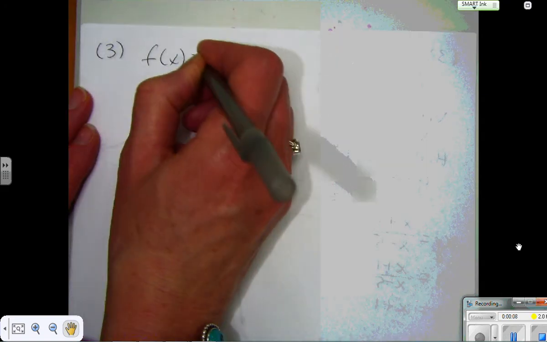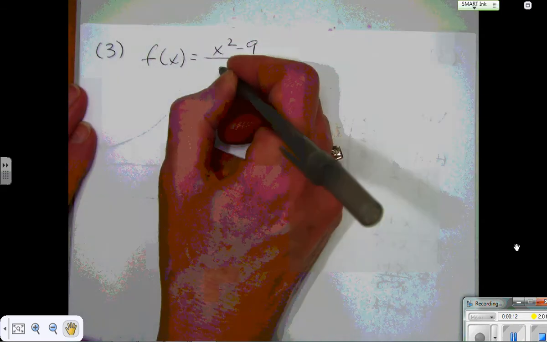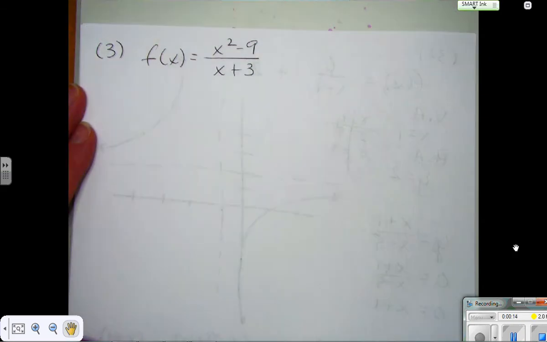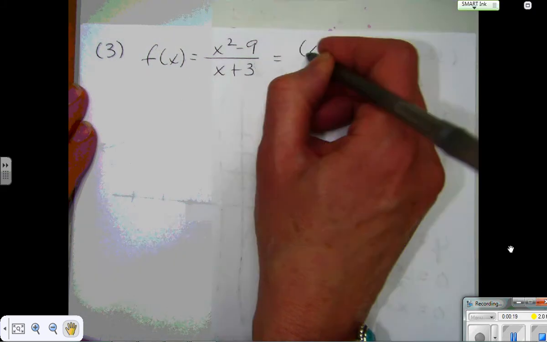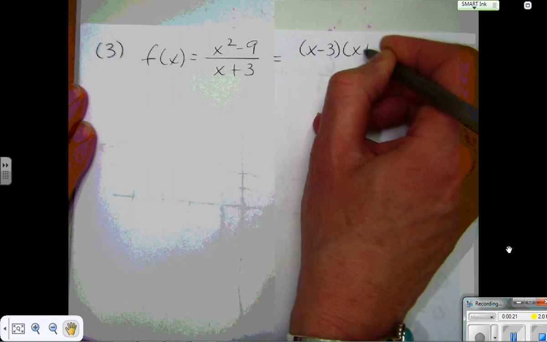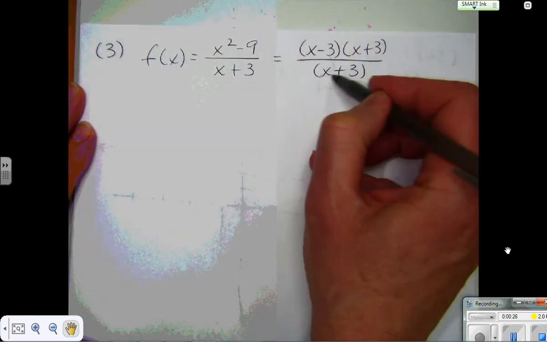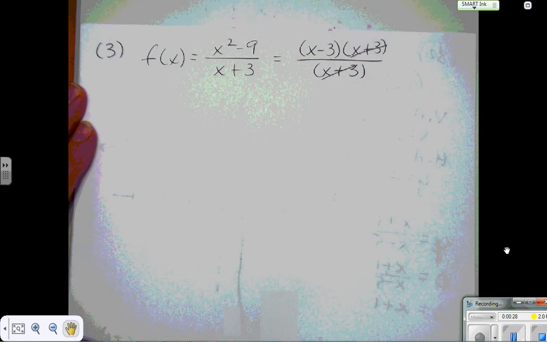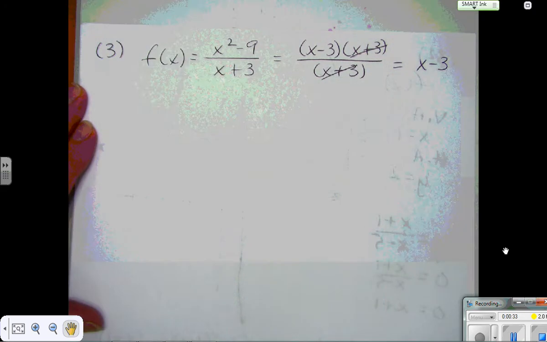We are going to do number 3. We're looking at number 3. Okay, so number 3, the first thing you want to do is factor, if you can factor. The numerator is a difference of 2 squares, so I'm going to factor into a pair of conjugates. And you have x plus 3 that can reduce out. So all you're left with is x minus 3 for your graph.